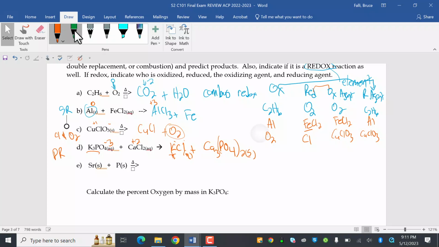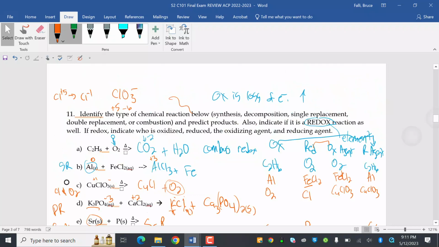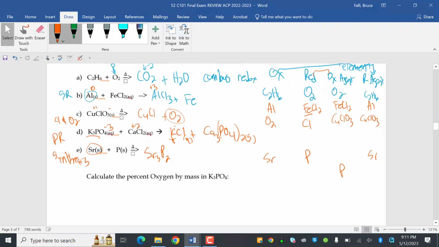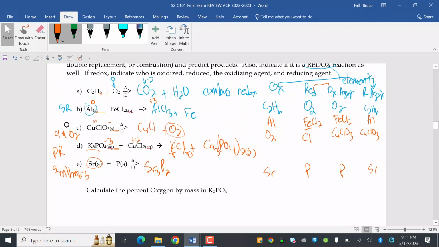All right, Sr plus P, a synthesis reaction. And I'm at Sr3P2. Notice I have elements. Oh no! Strontium went from 0 to plus 2. It went up. What's oxidized? Strontium. What's reduced? Phosphorus. And oxidizing agent, remember they're opposites. So the oxidized thing is the reducing agent. And phosphorus is the oxidizing agent. Whoops, I wish I didn't do that. But there you go.